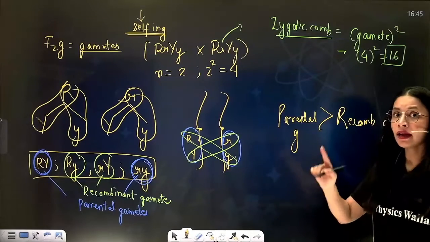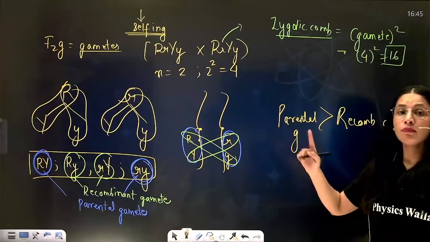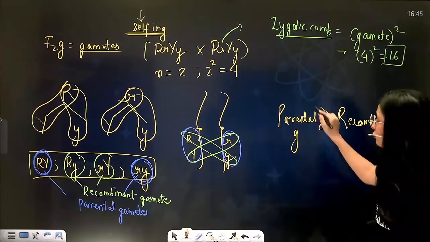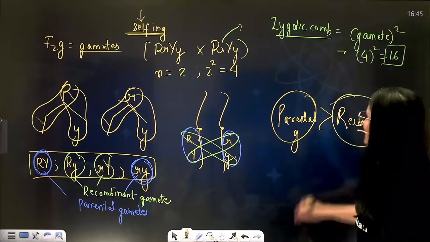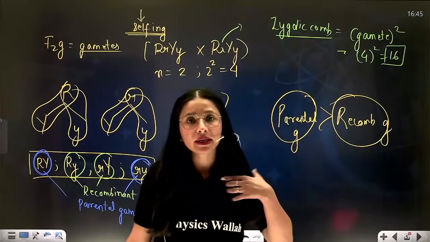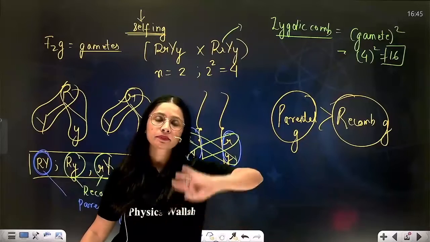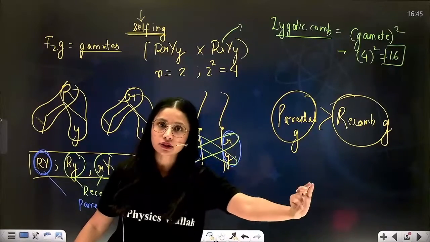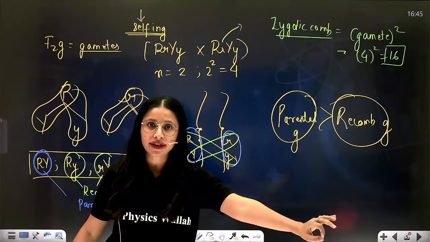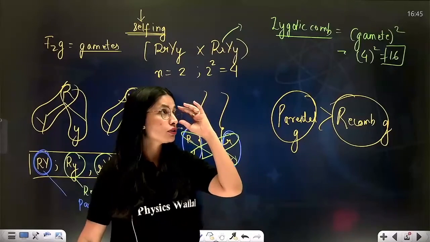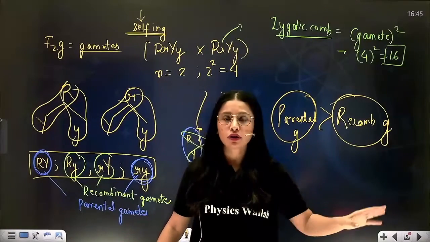That is why at the end you see more offspring with parental type and less with recombinant type. Clear? Understood? Will you be able to solve questions? Yes, ma'am. So this is all about the dihybrid cross of Mendel.